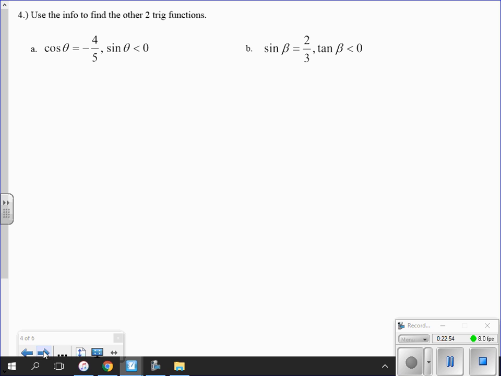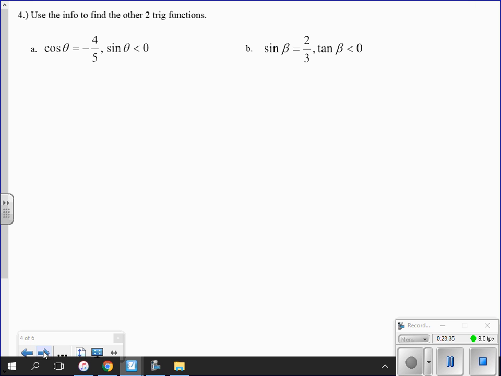So, cosine of theta is negative 4/5, and the sine of theta is less than 0. I need to find the value of the sine and the value of the tangent based upon this information. So when I look at this and it says the cosine of theta is negative 4/5, that means we go back to what we were talking about earlier with any point P, being able to find it. I have 2 possibilities for my point P.